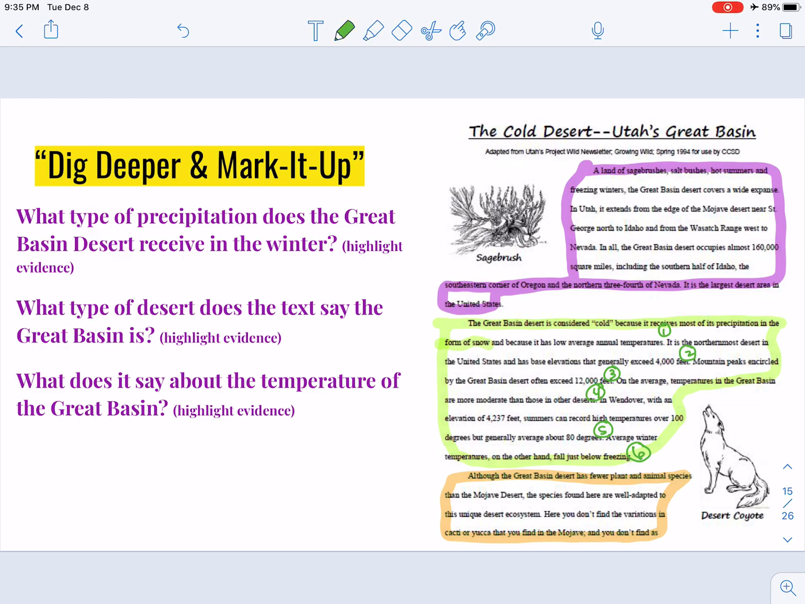Now, what type of desert does the text say the Great Basin is? In this first sentence, it tells me that it is a cold desert. Now, our next question, what does it say about the temperature of the Great Basin? Go ahead and look at that first sentence one more time. What does it say about the temperatures? It says that we have low average annual temperatures. So we are not getting very hot.